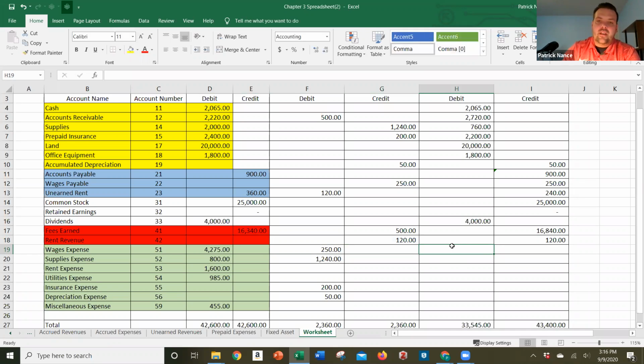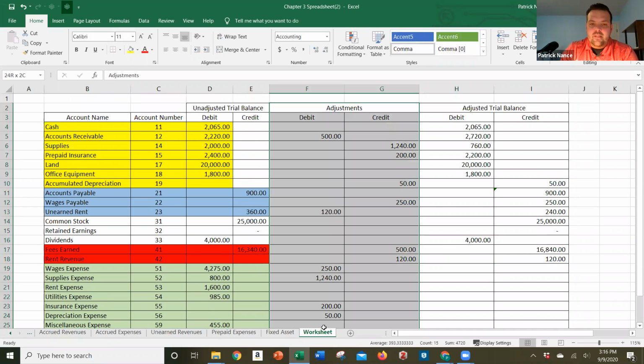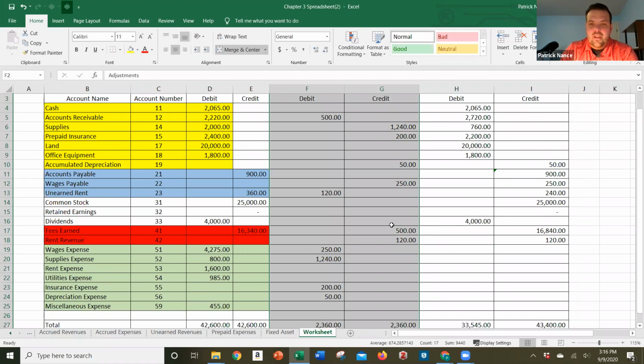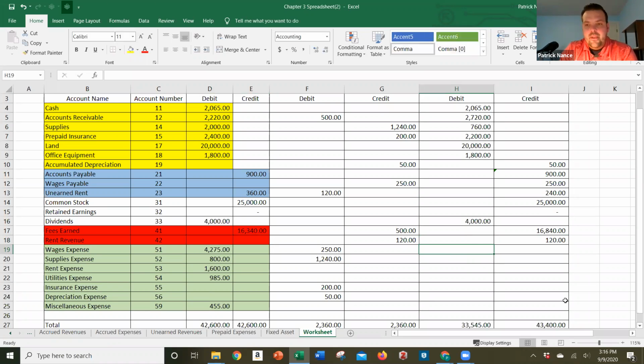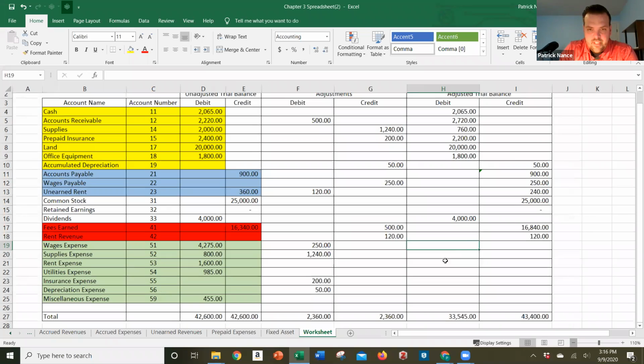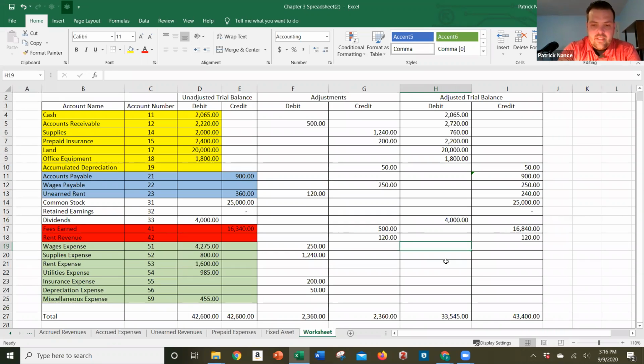And again, all these entries were done. This isn't a journal entry here, by the way. This is just a list of my adjustments. I did the journal entries in prior videos. I just did this to make it easier to add and subtract across to get my adjusted trial balance in order. So, all right, I'm down to wages expense, which had a debit balance of $42.75.